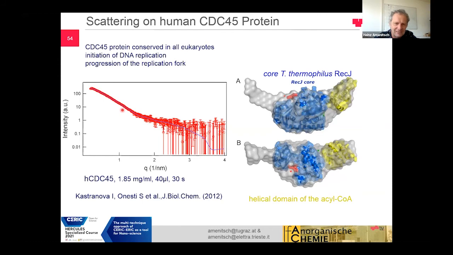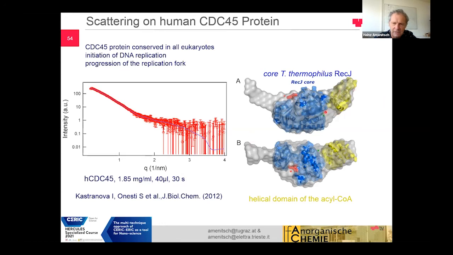And what we did is we took this purified protein at a concentration of about 2 milligrams per milliliter. We needed about 40 microliters. We put it in the beam, made a 30-second exposure, and got this scattering pattern. Even if the quality of this pattern is not very high, this initial part here contains the information of the shape.